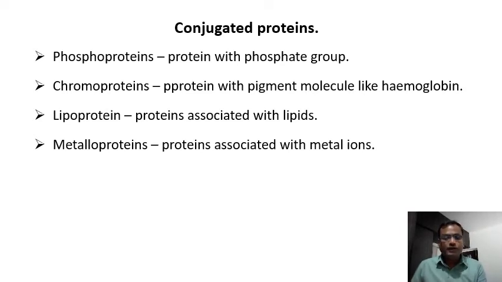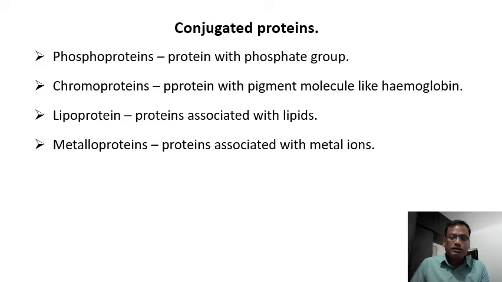When proteins are associated with lipids, they are called lipoproteins. Now there are some metalloproteins. When the protein molecule is associated with metal ions, they are called metalloproteins. So the protein molecules may be associated with iron, zinc, copper, etc. So most of the pigments like the chlorophyll, hemoglobin, chlorocruorin, etc., they are all examples for metalloproteins.